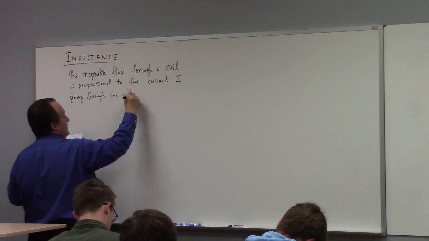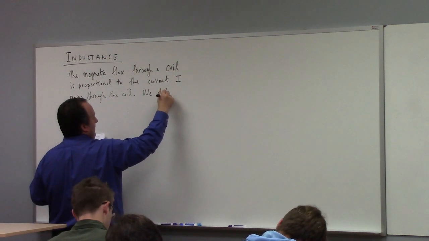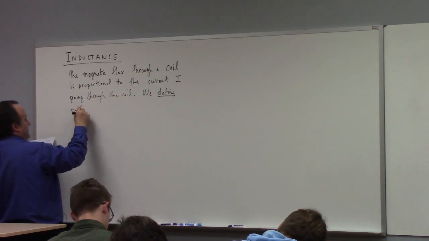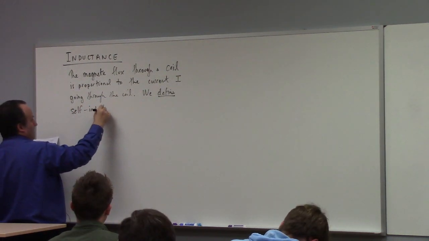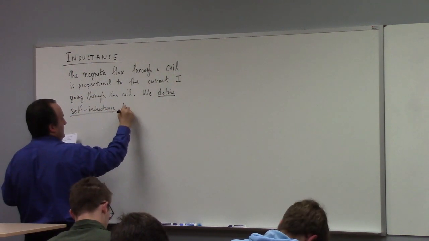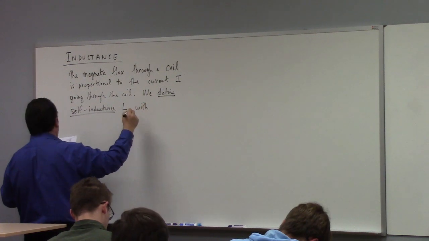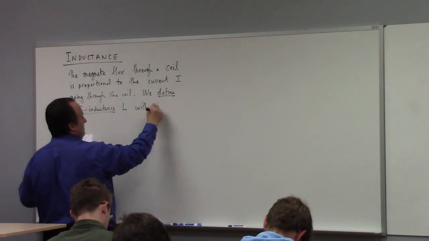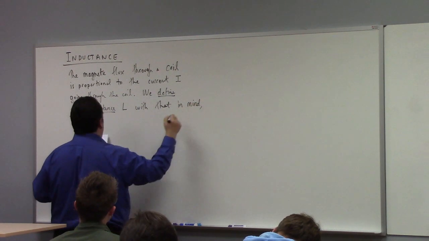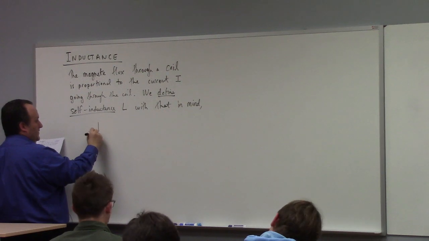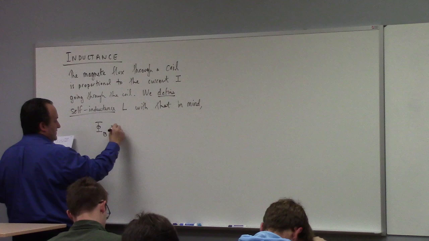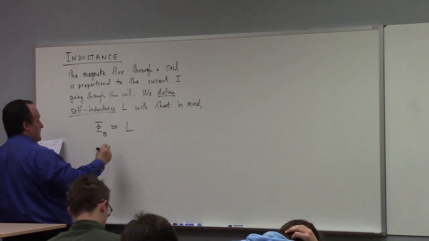All right. We define the self-inductance L with that in mind. And here it is. So flux through the coil, phi B, is equal to self-inductance L times I.